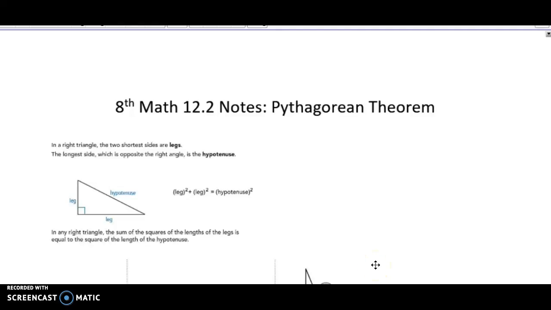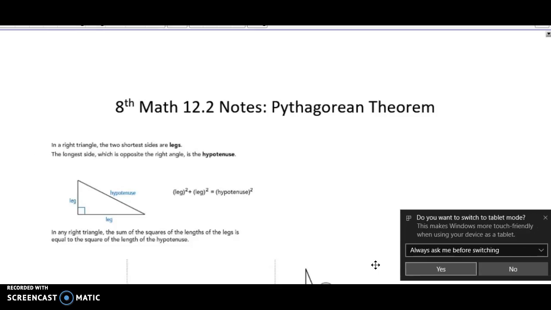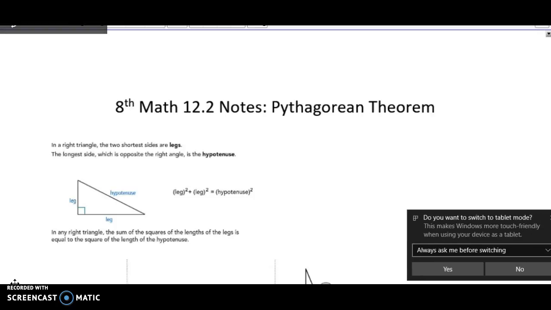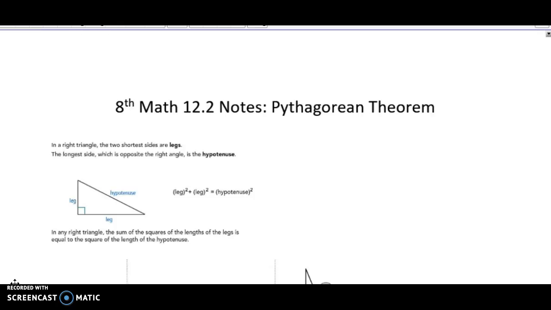All right, 8th grade, your next lesson is 12.2, and these are the notes over Pythagorean theorem. So our learning goal for today is to be able to use the Pythagorean theorem to determine unknown side lengths of a right triangle. So there's some vocab that we need to know.